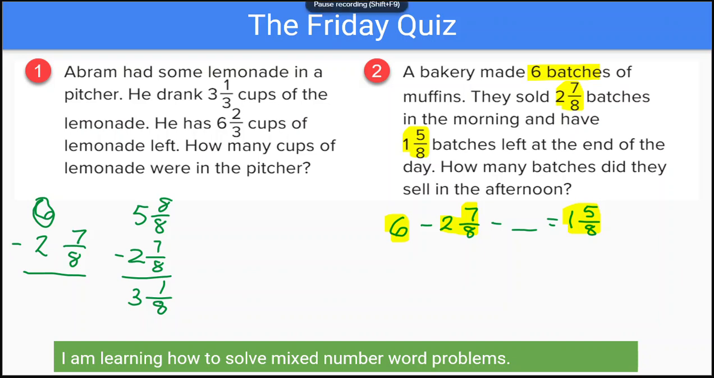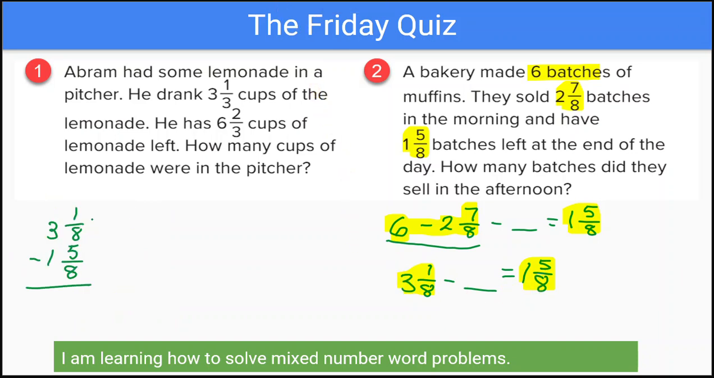Let's take a look at the next step. So I plugged these in. 6 take away 2 7/8. We said that that was 3 1/8. We said that right over here, right? Remember that? So now we have 3 1/8, take away something equals 1 5/8. But you kids know that when we're finding the difference, we could also go 3 1/8, take away 1 5/8, and we'd be left with this right here. You could subtract either way. So let's set that problem up and do that.